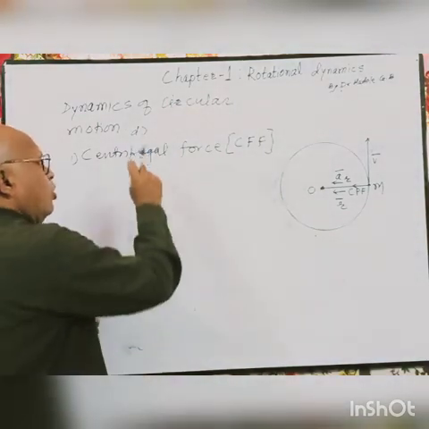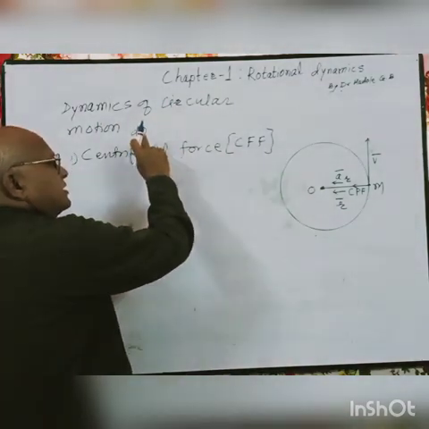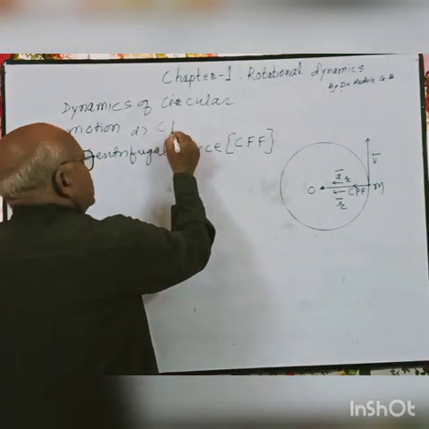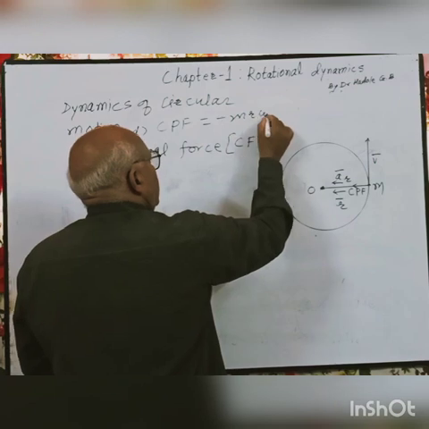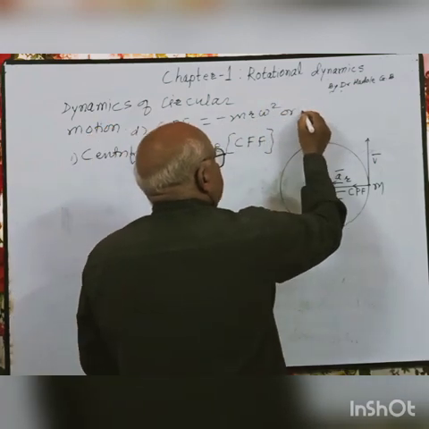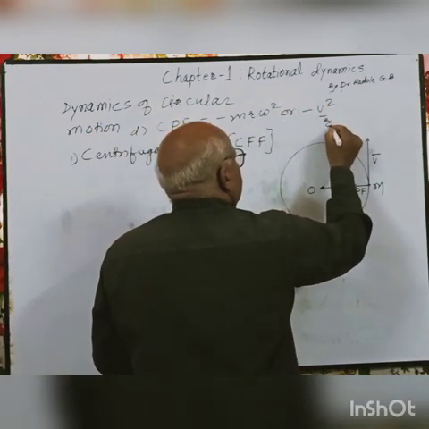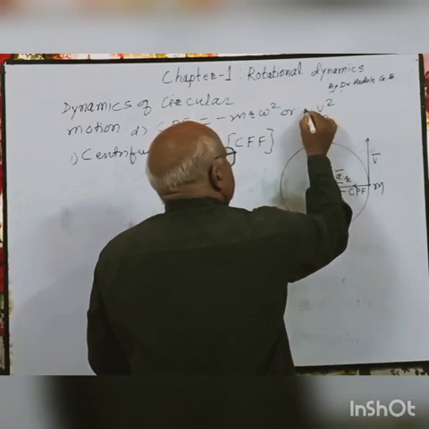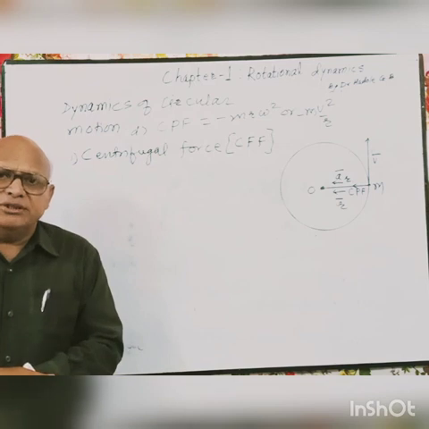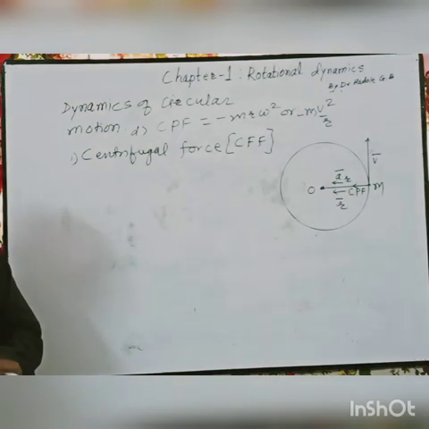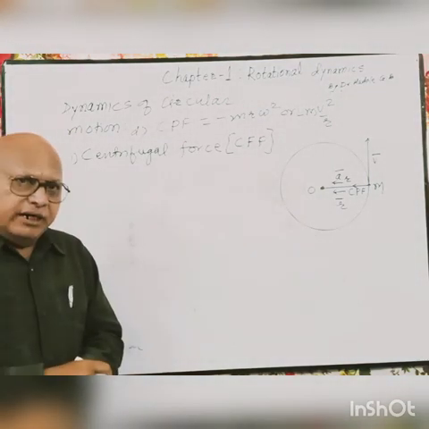One more point I would like to add for centripetal force. The magnitude of the centripetal force is given by CPF equal to minus m r omega square, or minus m v square by r. Here, this negative sign indicates that the force is directed towards the center of the circle.